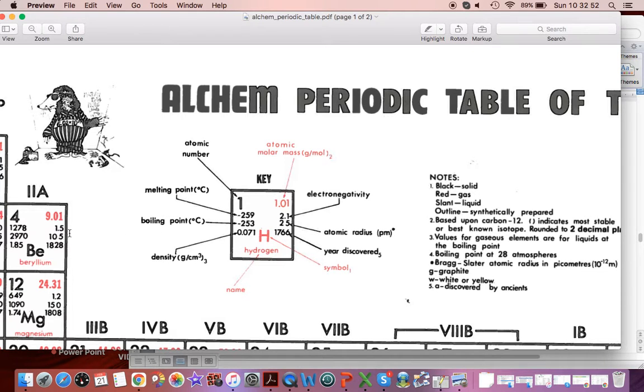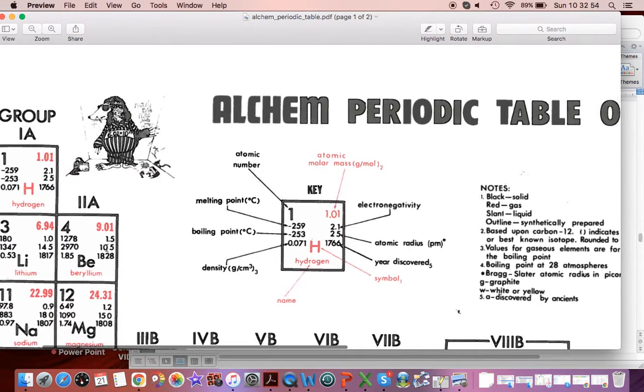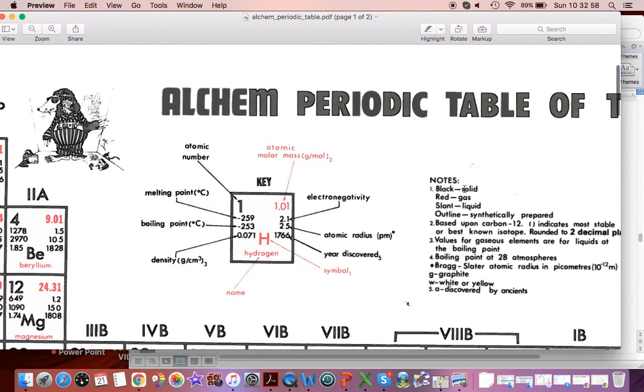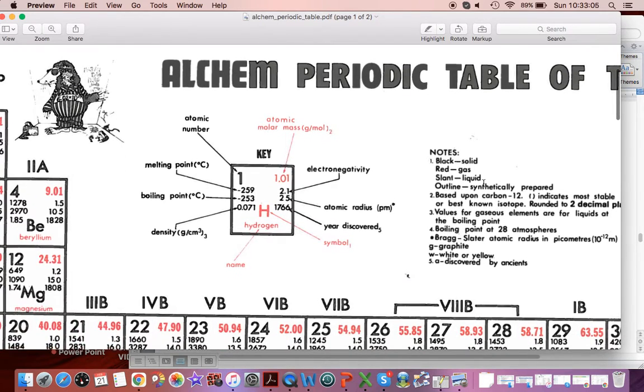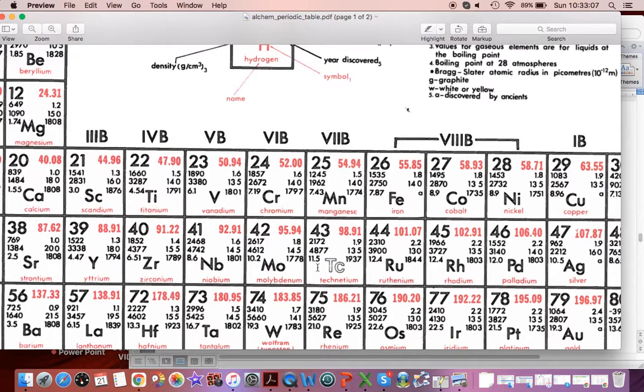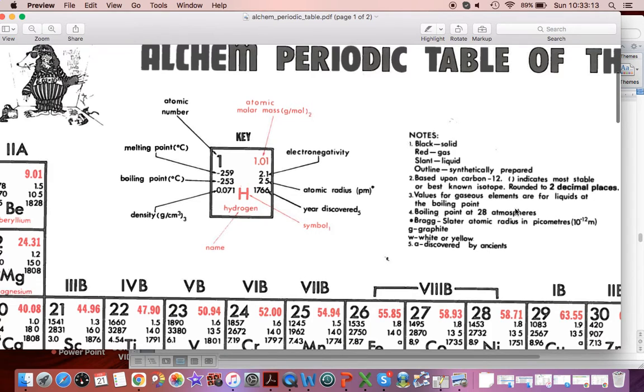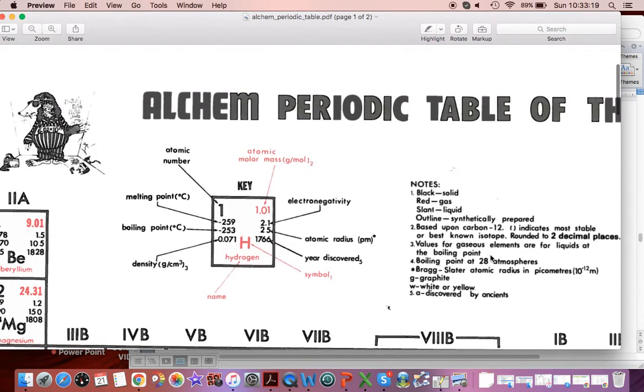Now, your periodic table, unfortunately, doesn't have the black and the red and the whatnot, so you can tell if it's a solid, liquid, or gas. You would have to know something about melting point and boiling point to work that out. If it's an outline, like this, that means synthetically prepared. Doesn't occur in nature. And what else we got here? Graphite, different forms. Like we said, A means discovered by ancients.